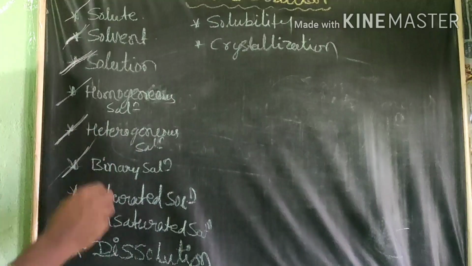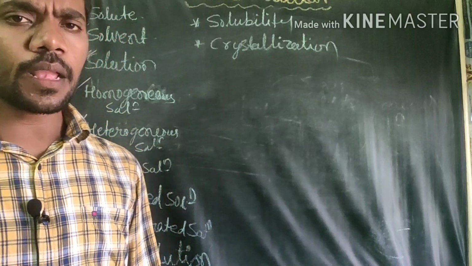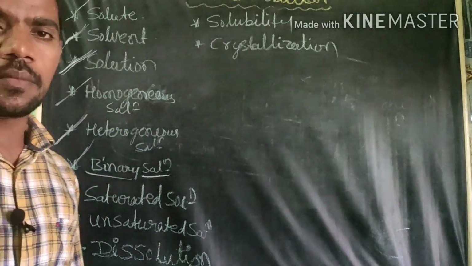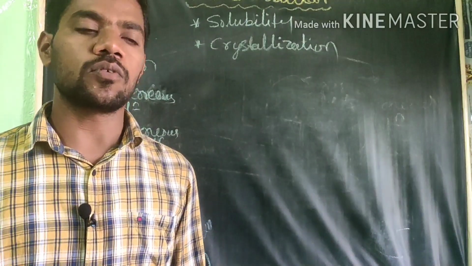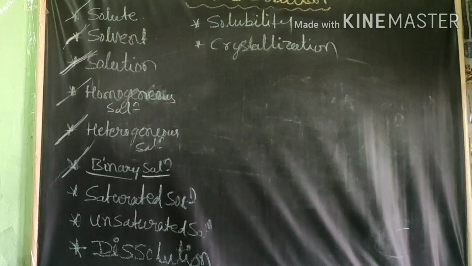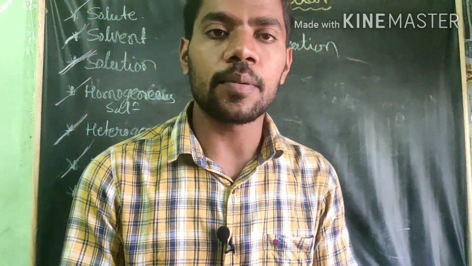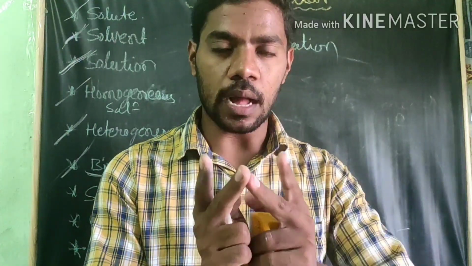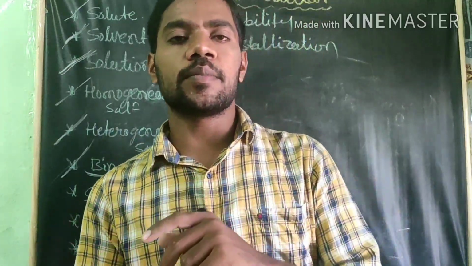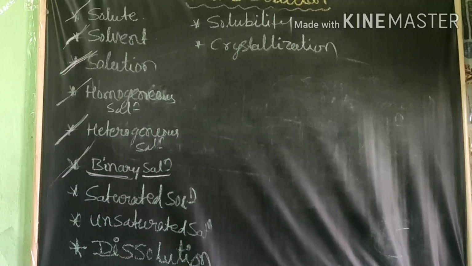Next we will go for the binary solution. What is meant by binary? We know what a solution is, but what is a binary solution? It is a very important word, because we will build this chapter on it. Binary means two. The solution formed by two components, either solutes or solvents, the combination of two, is called a binary solution.